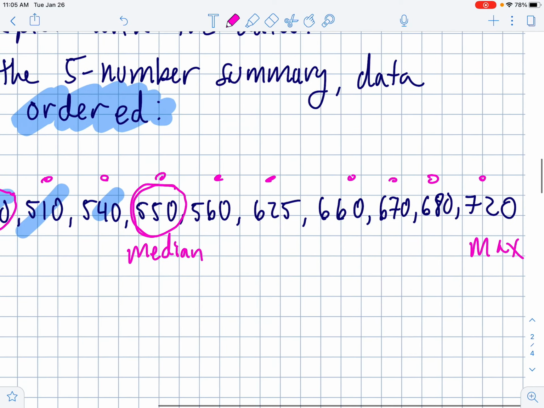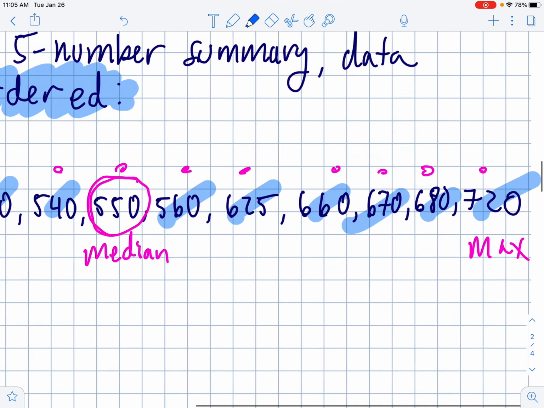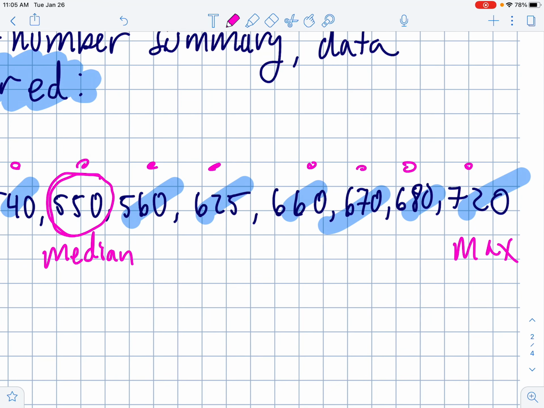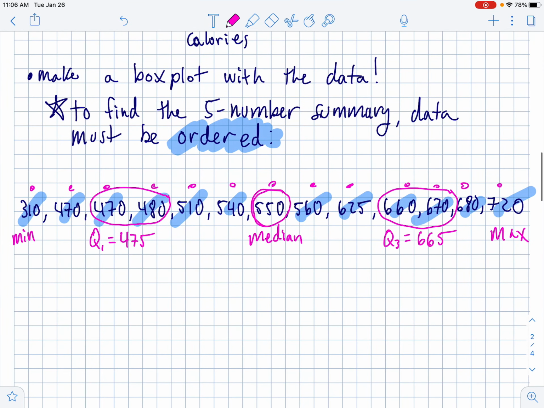If I do that same process with the upper half of the data, cross, cross, cross, cross, cross, cross, it should happen again, where the middle, they both get crossed out, just the same way that happened with the lower half. Now, that means our upper quartile, or Q3, is going to be halfway in between those 2 things, so 665. There's our 5-number summary. 1, 2, 3, 4, 5.